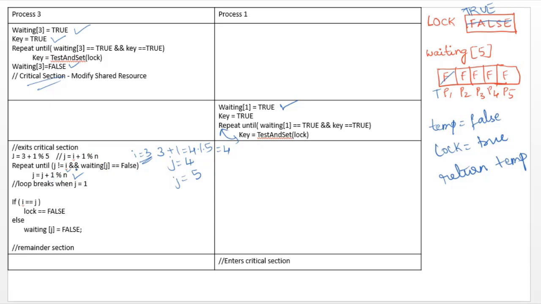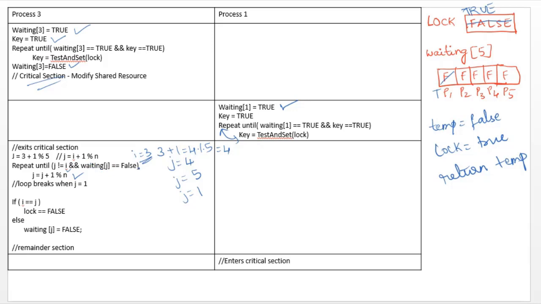Then again what do we have to do? Again increment the j value by 1. When you increment j value by 1, what happens? It is 6 mod n, 6 mod 5. How much is 6 mod 5? j will become 1 now. When j becomes 1, again check the condition whether j is equal to i. No. i is 3, j is 1. So this condition is satisfied.